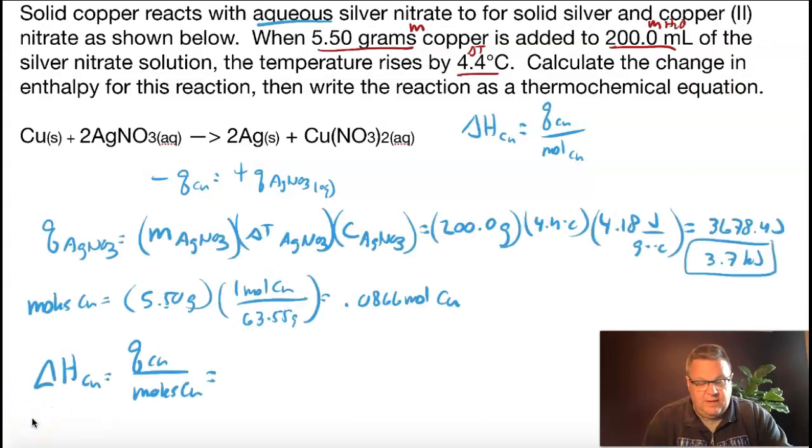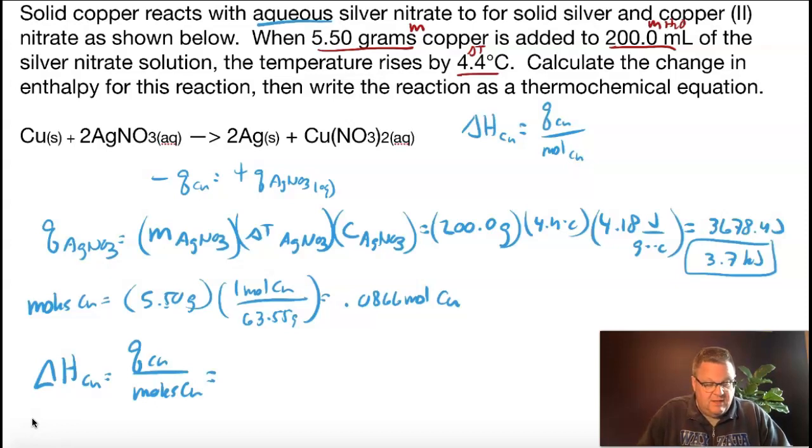In this example here, I'm calculating Q silver nitrate solution. 200 milliliters is 200 grams. Delta T, T final minus T initial, is positive 4.4 degrees Celsius. The specific heat of any solution, silver nitrate dissolved in a lot of water, is the same as the specific heat of water, 4.18. So Q silver nitrate is 3.7 kilojoules.